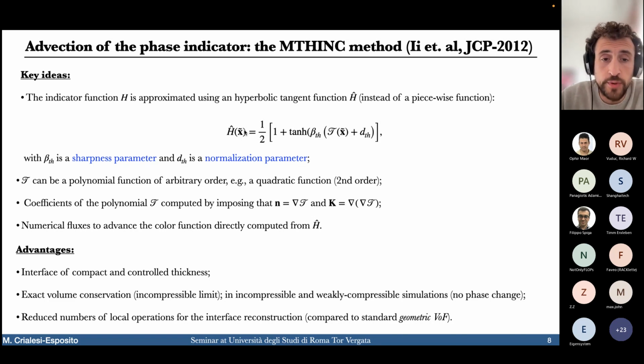And finally, once we compute the distribution of the color function, through a simple gradient-based operation, we're able to compute the interface normal and the interface curvature, which is ultimately what we use to compute the surface tension forces. The interesting thing is that we can control the thickness of the interface with this algorithm. We have exact volume and mass conservation, which is very important in these types of flows. And also, we have fewer local operations, as I said, compared to the usual volume of fluid method, which is generally a geometric volume of fluid.